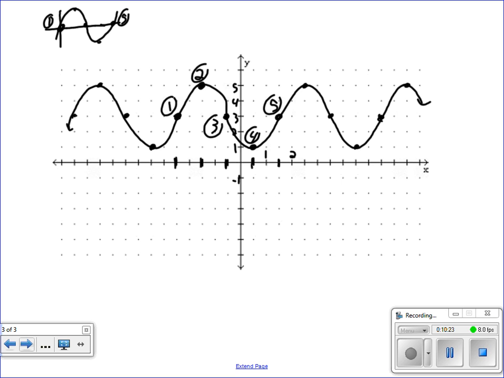In the next video, you can see an example where we take a graph and find the equation from that graph.